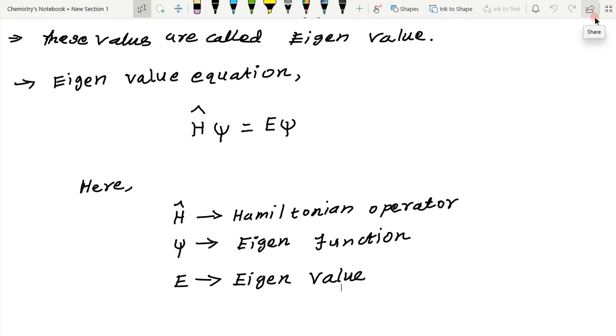These values are called eigenvalues. The eigenvalue equation is H cap psi equal to E psi. Here H cap is the Hamiltonian operator, psi is the eigenfunction, and E is the eigenvalue. This is the basics of quantum mechanics.